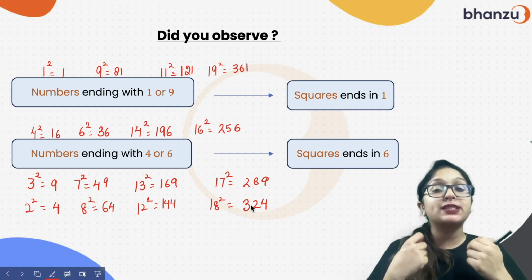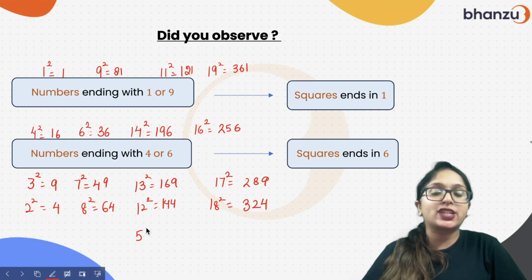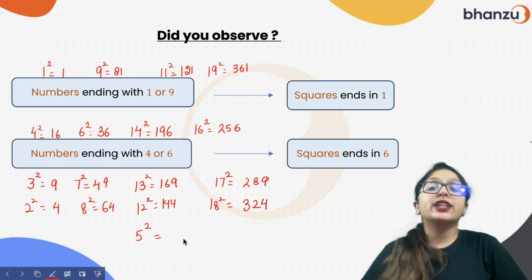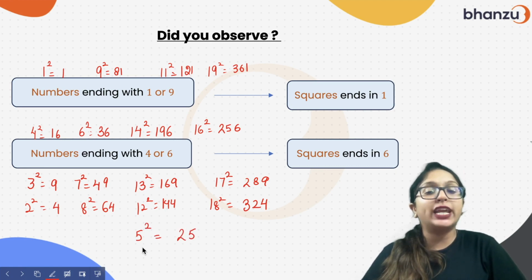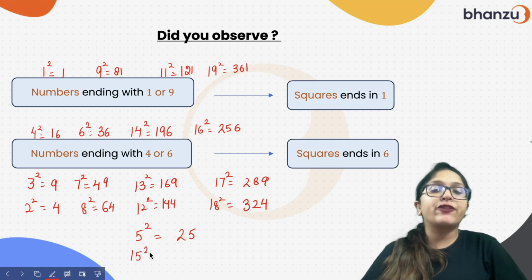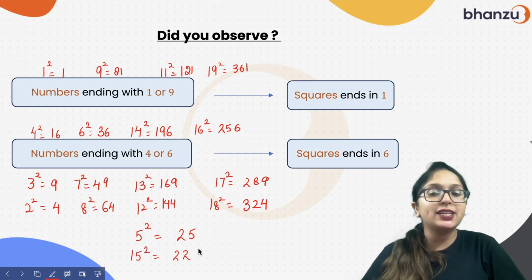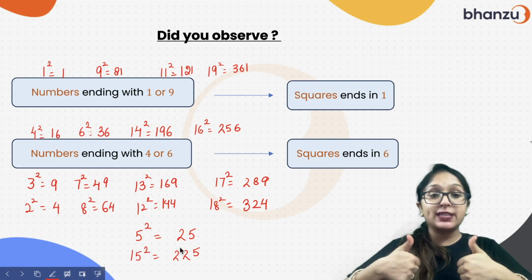And what about the numbers that end with 5? Let's check it. The numbers that end with 5, their squares end with 5 only. 5 square is 25, 15 square is 225. Did you understand that?